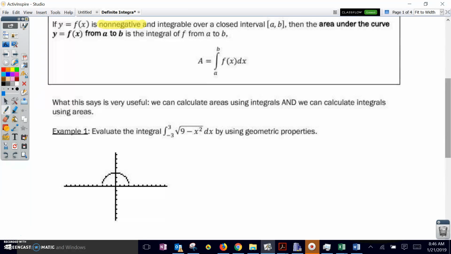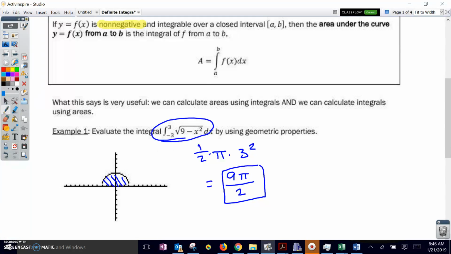But when we look at the curve, we can see that what we have here is a semicircle with a radius of 3. And so in order to find the value of the integral, we can find the area of this semicircle. The area of the circle is going to be pi times the radius squared. The radius is 3. And since it's a semicircle, the area is going to be half of that. And therefore the value of this integral is going to be 9 pi over 2. And that's the value of the integral from -3 to 3 of the square root of 9 minus x squared, using the connection between integral and area.